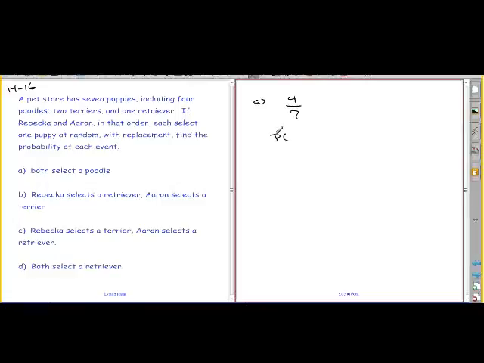We have 4 poodles out of 7. So that's the probability that Rebecca picks a poodle. The second choice, the probability that Aaron picks a poodle, given that Rebecca picked a poodle, well, it doesn't matter anymore because we're replacing the poodle. So it's still 4 out of 7 instead of 3 out of 6. When we didn't have replacement, it was 3 divided by 6. When we have replacement, it's 4 out of 7, so you get 16 over 42 is the probability.